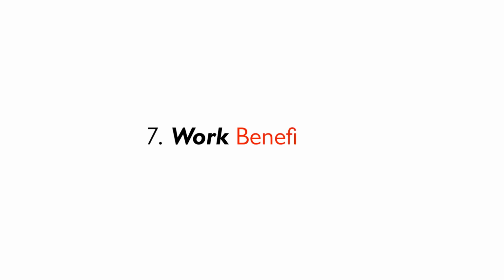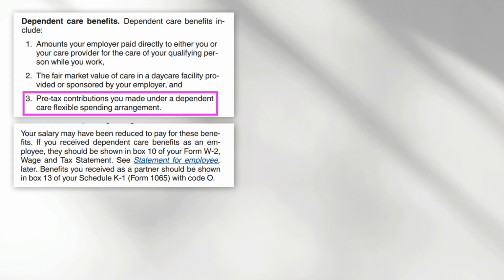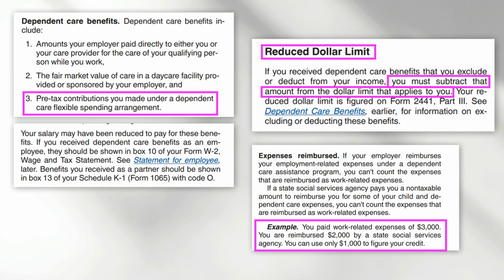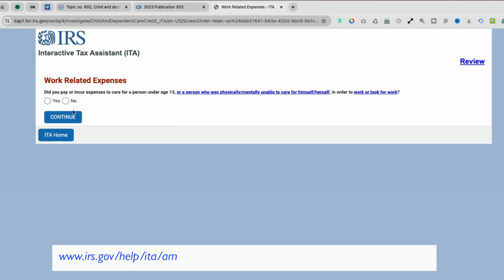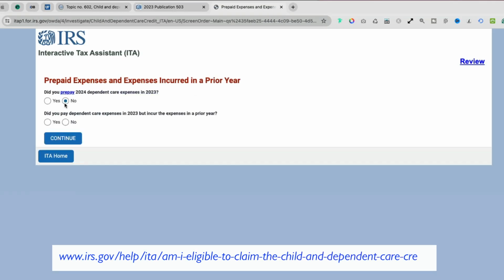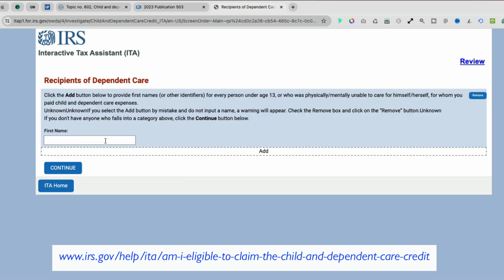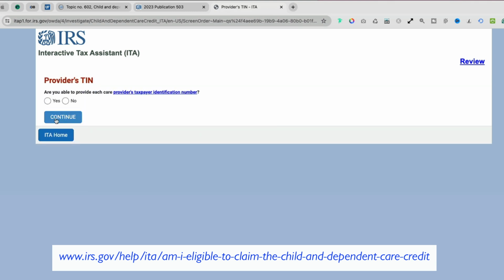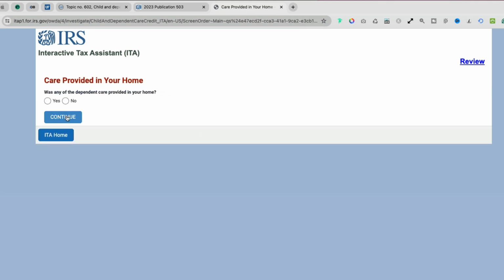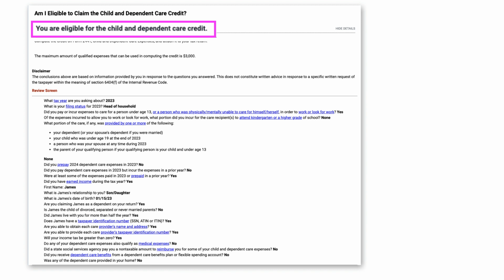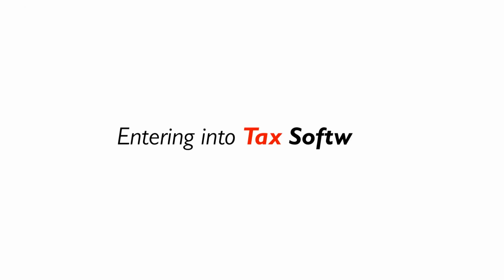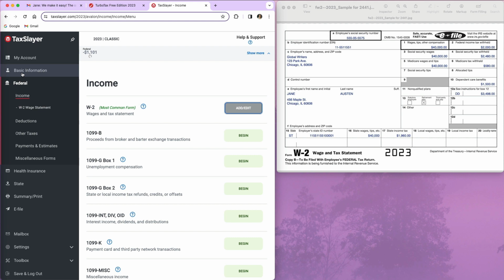If you received any employer dependent care benefits, such as under the Dependent Care Flexible account, you will need to reduce the dollar amount of expenses allowed for the credit. It is hard to keep track of all these limitations, so instead, you can use the IRS Interactive Tax Assistant to help you determine if you qualify for the credit. Additionally, most tax software asks follow-up questions when you try to claim it to make sure you qualify.